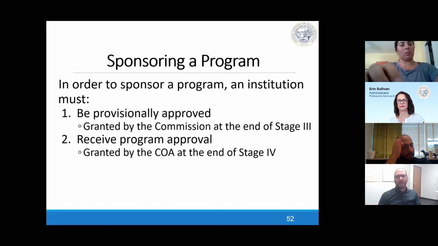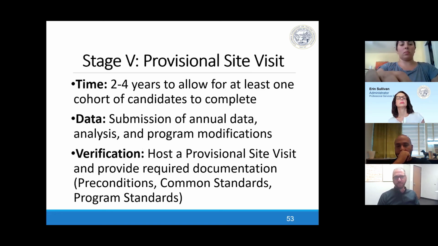So as I mentioned, in order to start running your program, you need to first receive provisional approval in stage 3 from the commission. Sorry, we are going over a lot of the same information just to hammer these points home. And then you need to receive that program approval from the Committee on Accreditation in stage 4. Again, you can be provisionally approved from 2 to 4 years, depending on the type of program and how many programs. So for instance, if you're proposing an induction program, you'll likely be approved for 3 years because induction programs tend to be 2 years long. And so you'll have an entire cohort who will have completed the program, and you will be able to collect that data along the way.